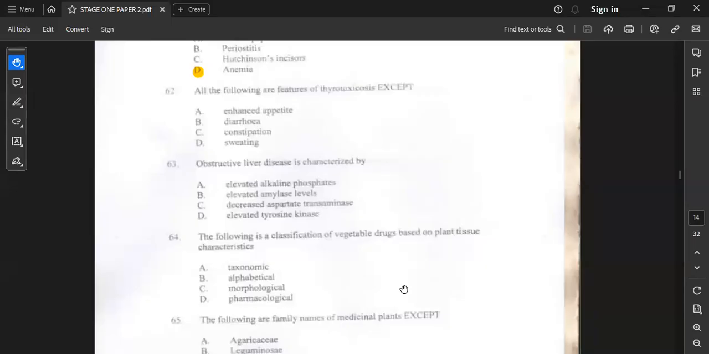Let me start again. All the following are features of thyrotoxicosis, except: enhanced appetite, diarrhea, constipation, or sweating. Maybe somebody can take us through thyrotoxicosis.